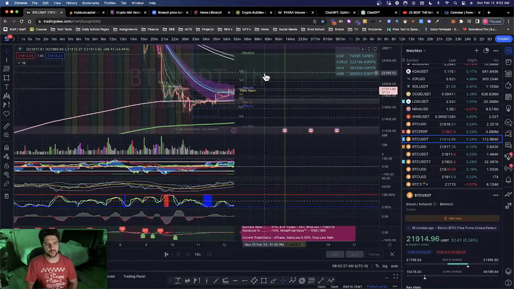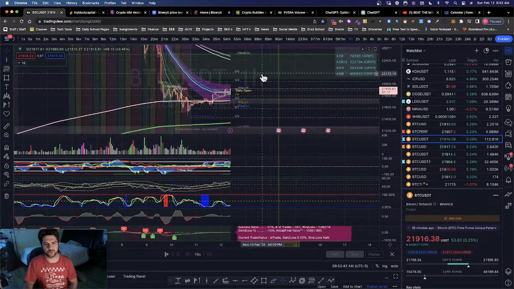Wait for the news to come out. If you think it's going long, wait for the CPI to come out. And then make your decision on whether you want to buy or sell.